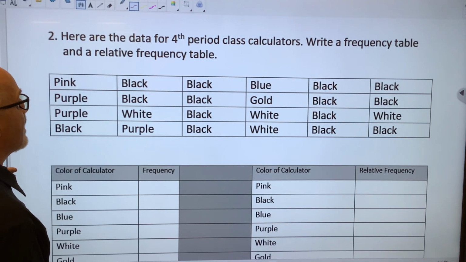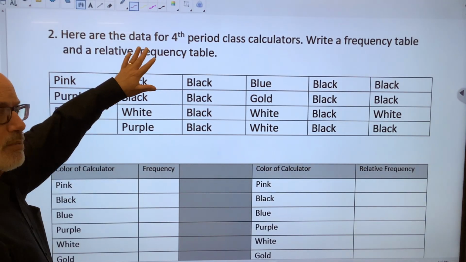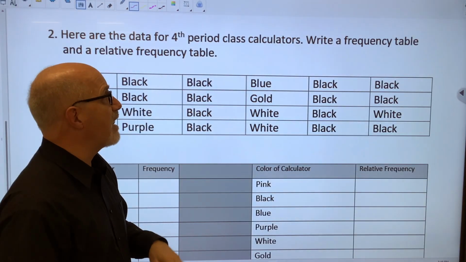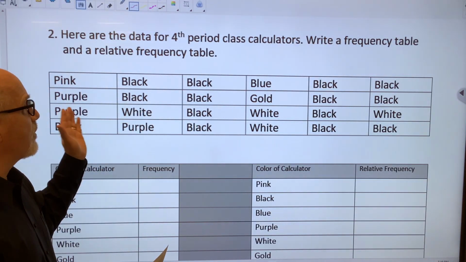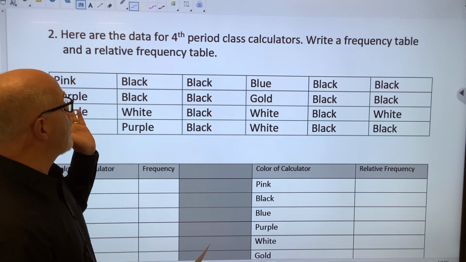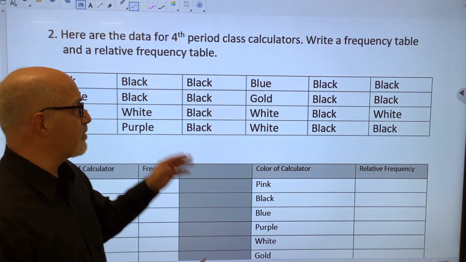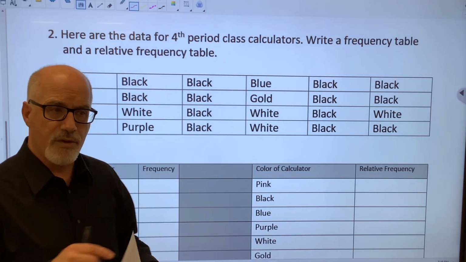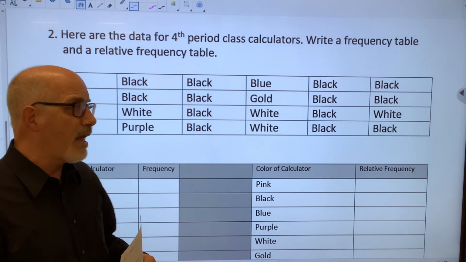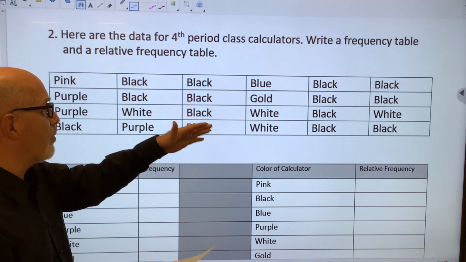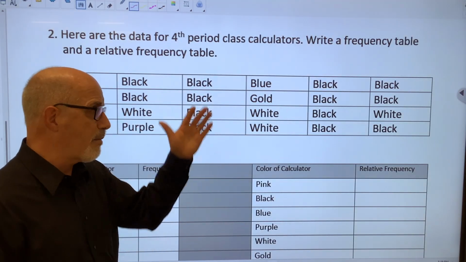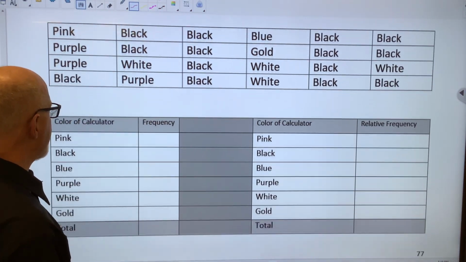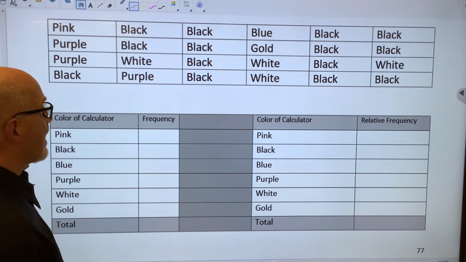Here are the data. Data is plural, so we use the word are. So here are the data for the fourth period class calculators. Write a frequency table and a relative frequency table. So if you look at this, I went around my fourth period class, counted how many calculators were black, blue, gold, white, purple, etc. I came up with this table out of my 24 students. So if you look at this, let's go ahead and categorize it.